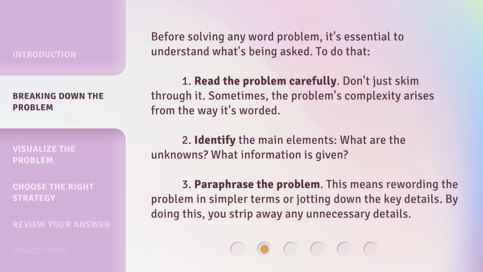2. Identify the main elements. What are the unknowns? What information is given? 3. Paraphrase the problem. This means rewording the problem in simpler terms or jotting down the key details. By doing this, you strip away any unnecessary details.